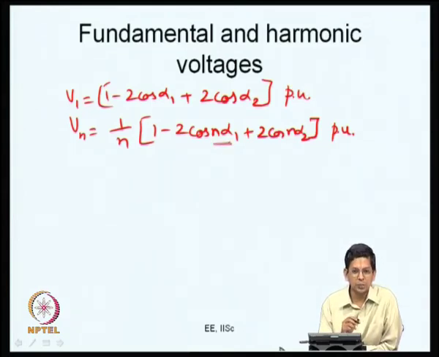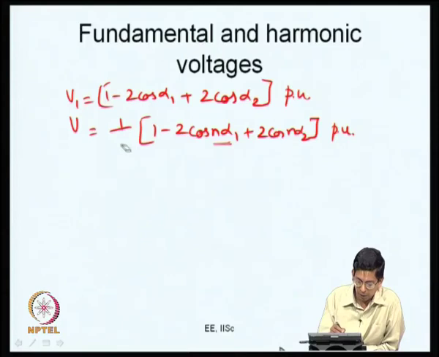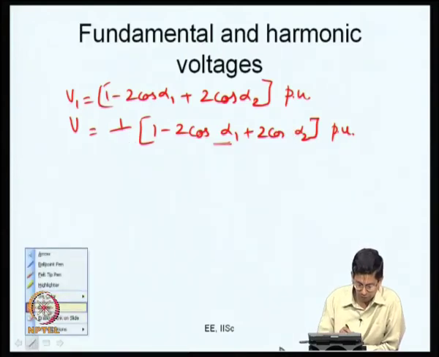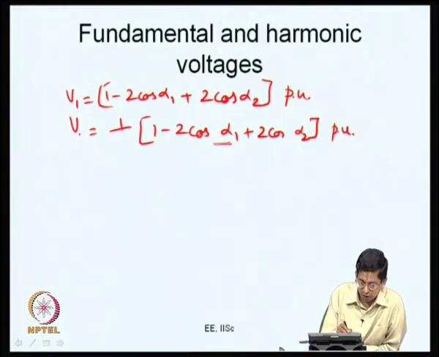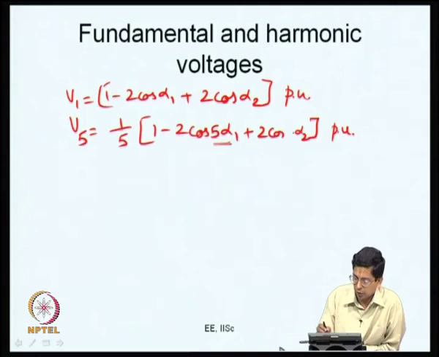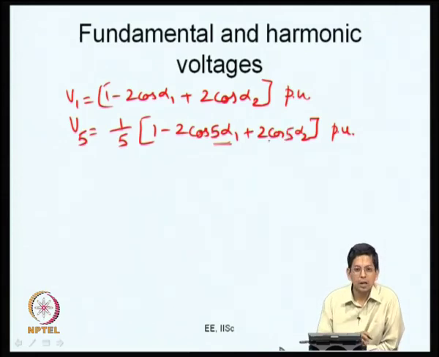Let us focus on a specific value, that is n is equal to 5. So, let me take this V n off and let us focus on n is equal to 5. So, I will say V 5 is equal to 1 by 5 times cos 5 alpha 1 cos 5 alpha 2. Now, why is it I am focusing on fifth?